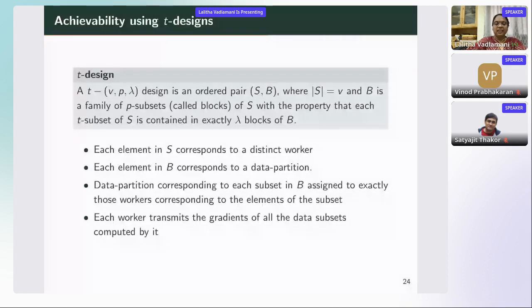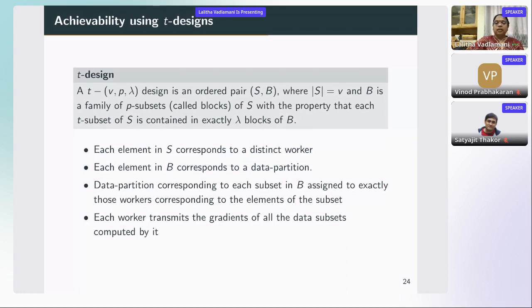Again, that incidence structure tells you which data partition has to go to which worker. There is a set of points and a set of subsets, the blocks B of the T design, and each block corresponds to a data partition, while the points are just the workers. The incidence structure of the T design will exactly tell you into which worker which data partition has to be kept.